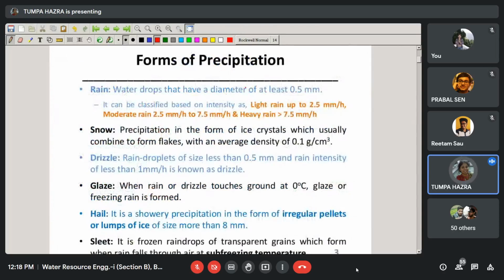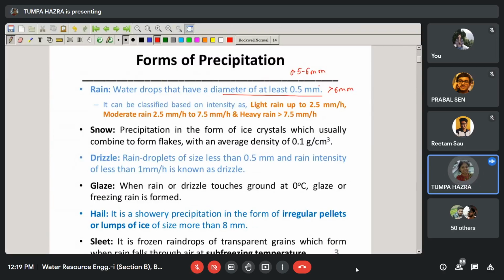Now let me discuss different forms of precipitation. I already told you that precipitation is known as rainfall whenever the particle size is greater than 0.5 millimeter. But whenever it is more than 6 millimeter, then when it reaches the earth, it tends to be broken into particle sizes of 0.5 to 6 millimeter.